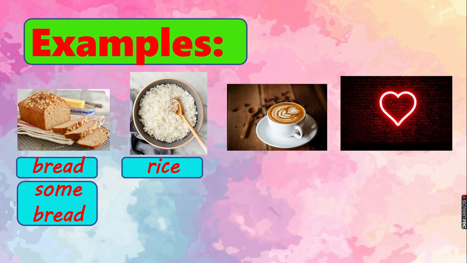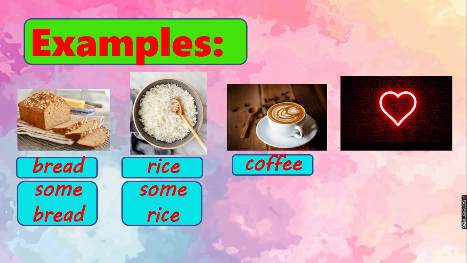Next one, rice. There is no plural form for rice. We cannot say rices. Rices is not right. We can say some rice. Coffee. We cannot say coffees. We can only say coffee or some coffee.